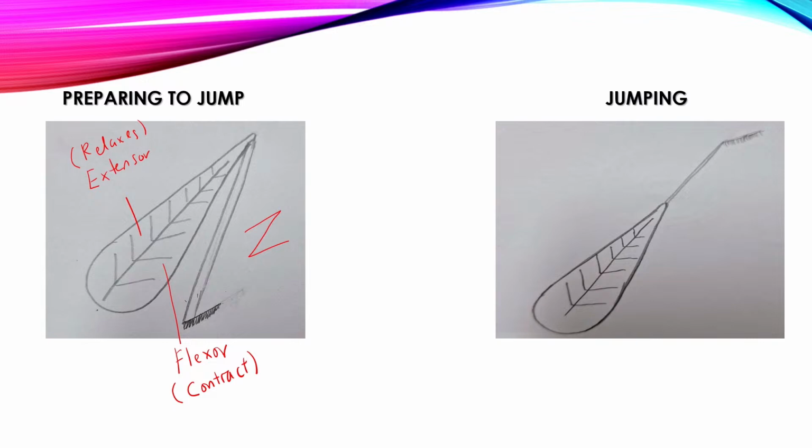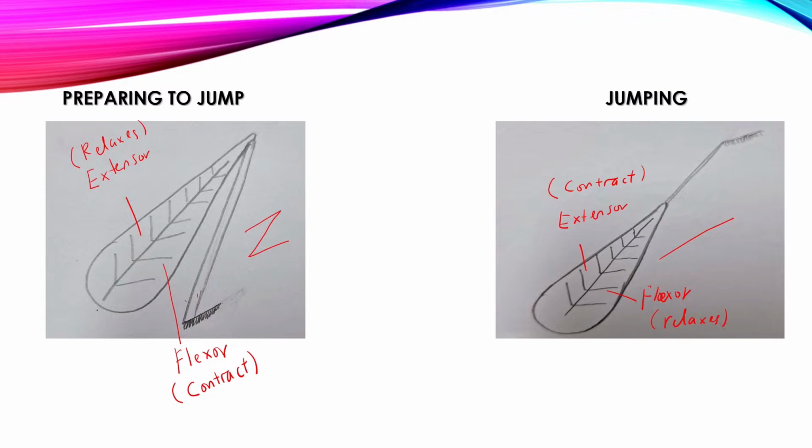Okay? When they jump, you see here, their hind leg will become straightened. And what happened to the flexor muscle and extensor muscle? Also the same as when you straighten your arm. When you straighten your arm, your flexor muscle will relax. And your extensor muscle will contract, causing both muscles to work antagonistically.